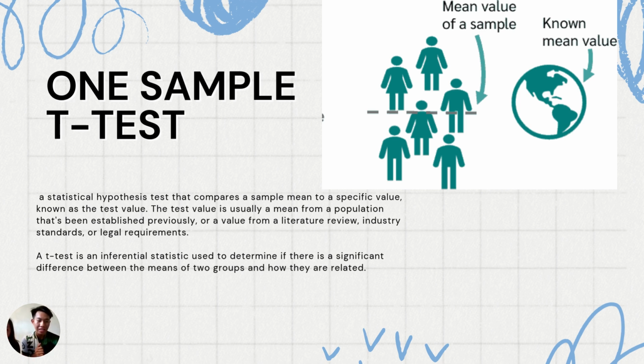A t-test is an inferential statistic used to determine if there is a significant difference between the means of two groups and how they are related. Example, this is the mean value of a sample of a population, and then it is compared to the known mean value.